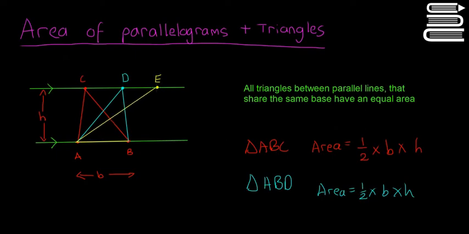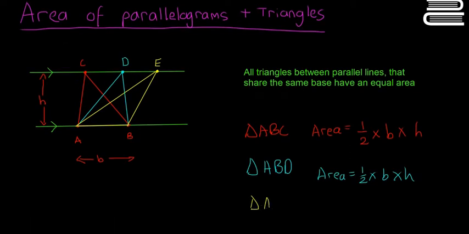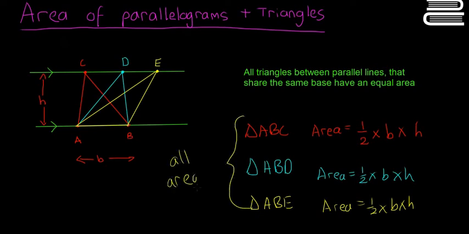So E here is a totally different triangle than the red and the blue one. Yet, if we look at the area of triangle ABE, it's just going to be half by b by h, because the base is the same. It still shares this yellow base here, and the height is still the exact same. It's only the perpendicular height that matters. So they're all going to have the same area. So they're all area the same. Okay, so that's all it is about triangles.